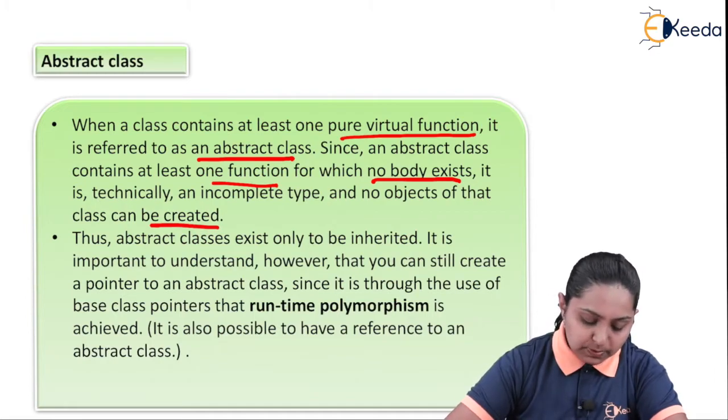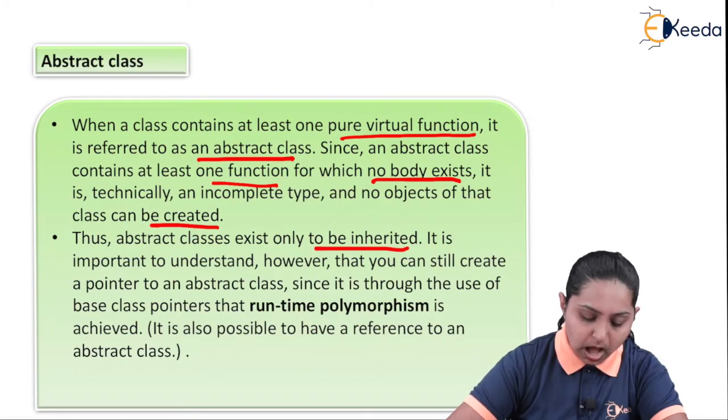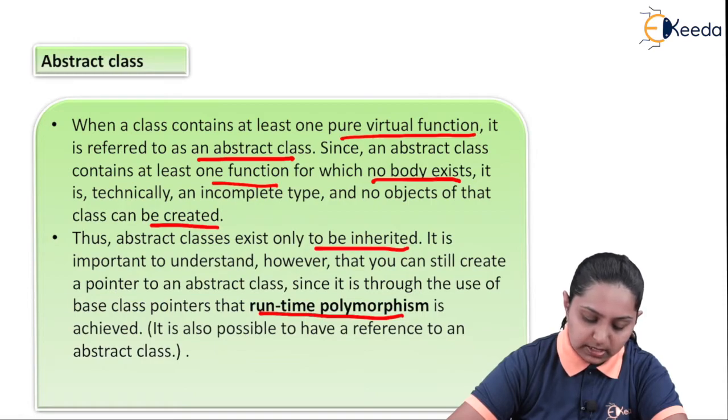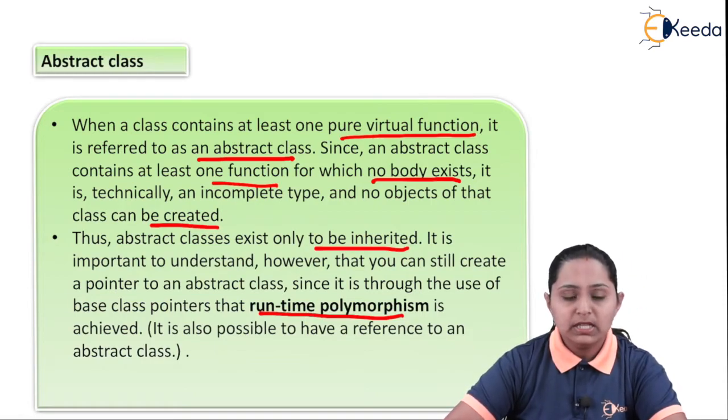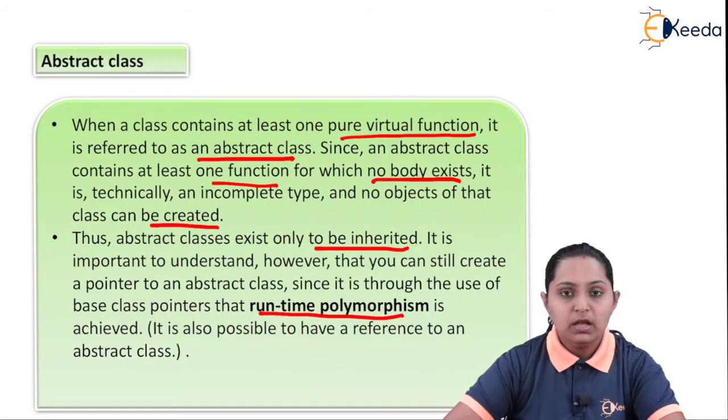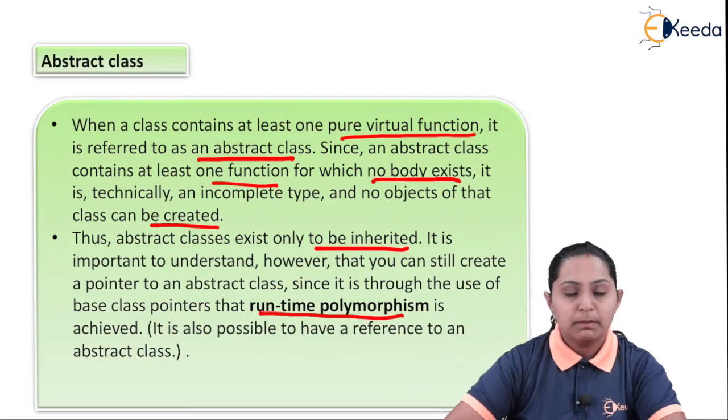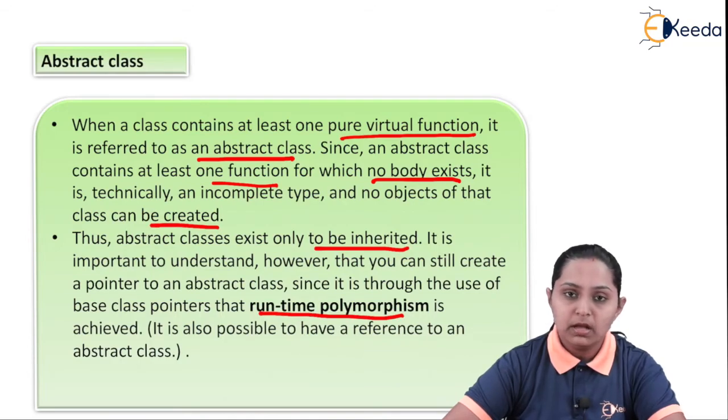An abstract class exists only to be inherited. It is important to understand, however, that you can still create a pointer to an abstract class, since it is through the use of a base class pointer that runtime polymorphism is achieved. It is also possible to have a reference to an abstract class. That means without creating the object, you can create a pointer variable and with the help of that you can give different pointer references. You cannot create the object, but you can inherit that class, and with the help of that you can give accessibility to the member functions.